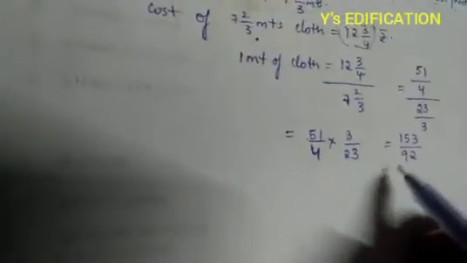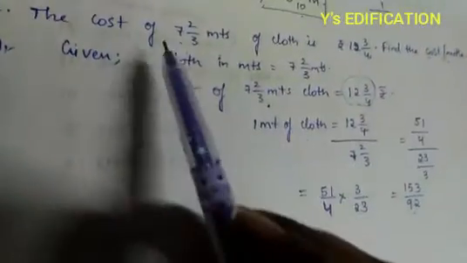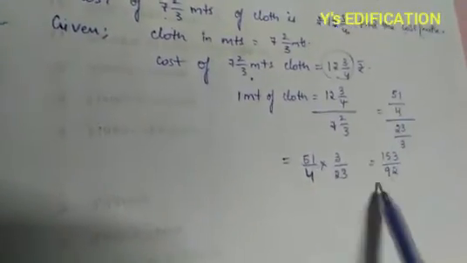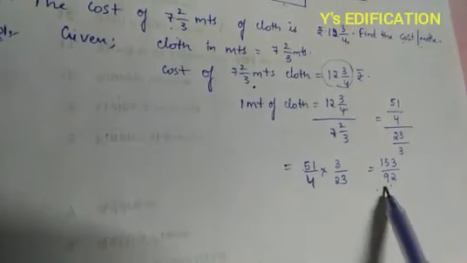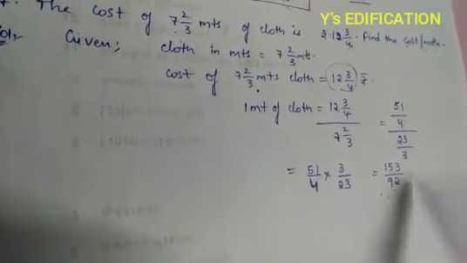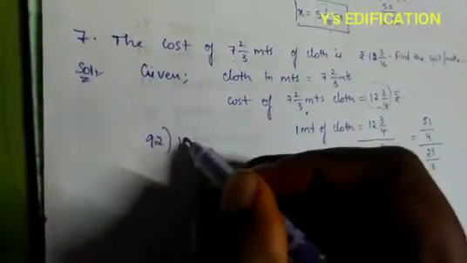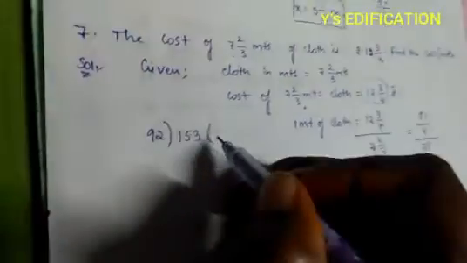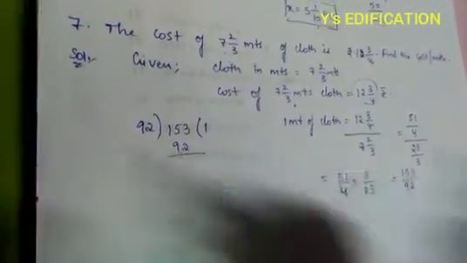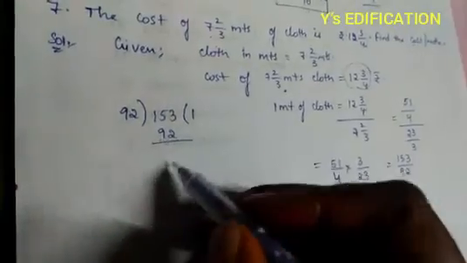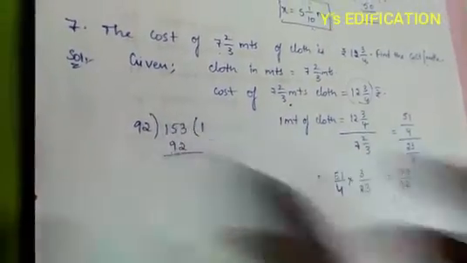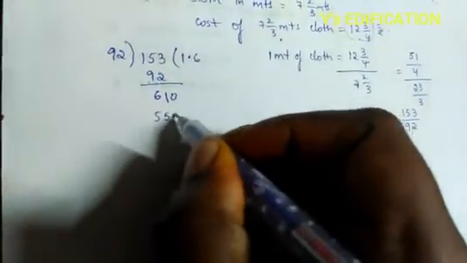Okay? So this is a rational number, but the given question is in a mixed fraction. So I want it in rupees. So I am going to convert this into a decimal number. Let me do the division here. 153 divided by 92. 92 ones are 92. So after subtraction I will get 61. I am going to take a zero, 92 into 6 is 552.